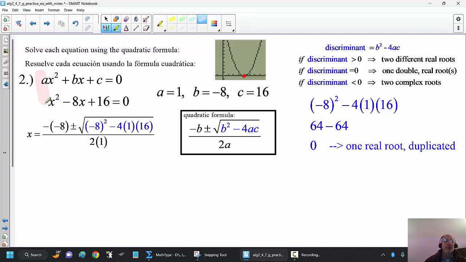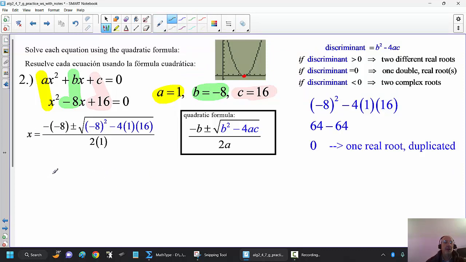Well, you can see that, whoops, let me be consistent about colors. Yellow. A, there's your A value. And let's get our B. And let's identify our C. C, there you go. And you put those values into the quadratic formula.